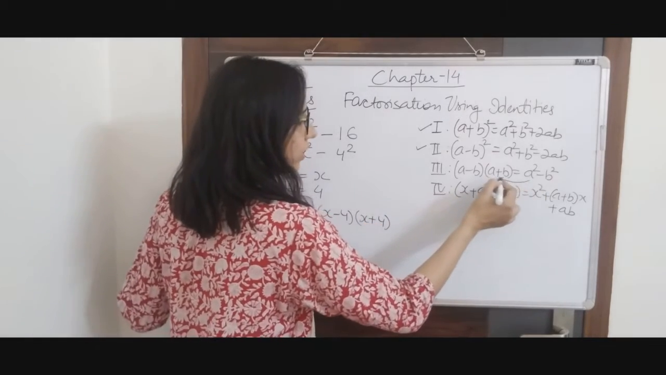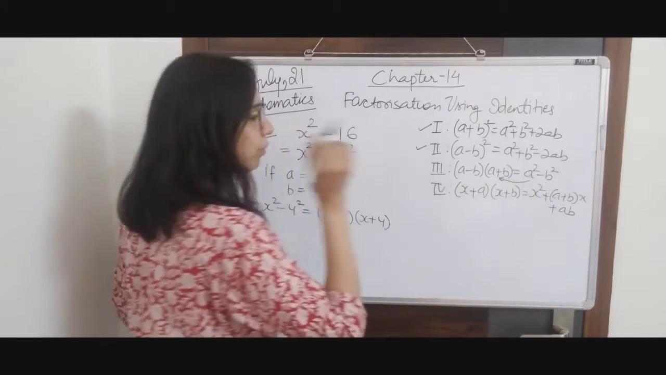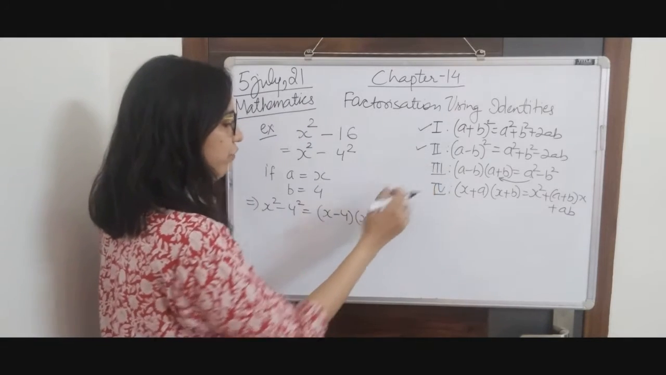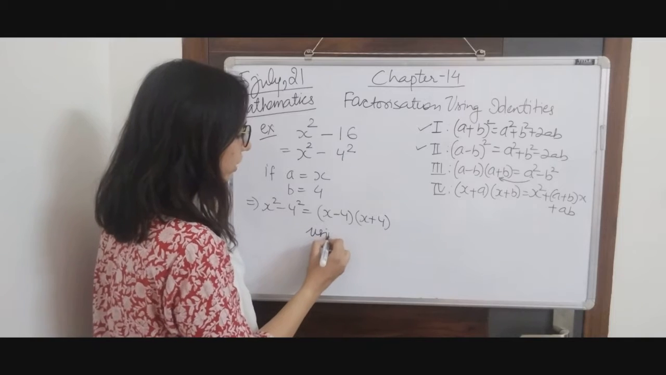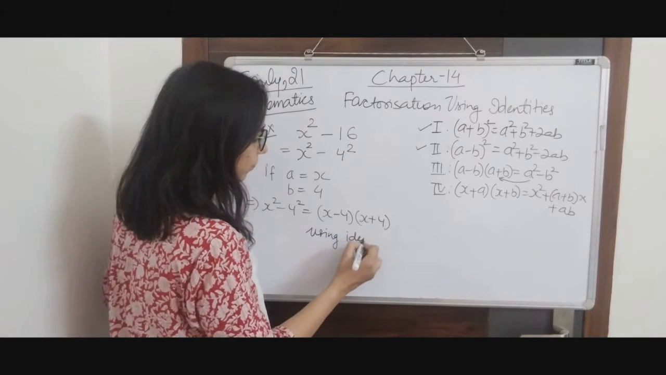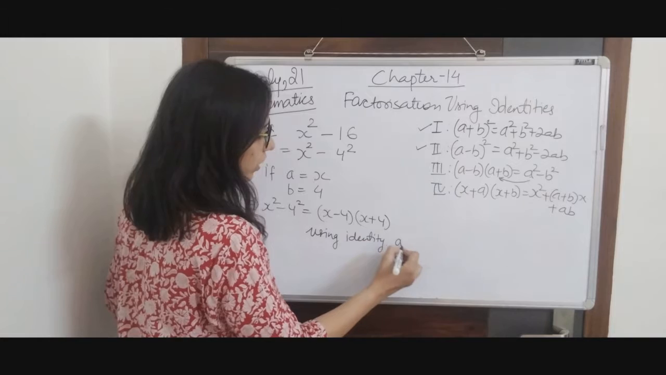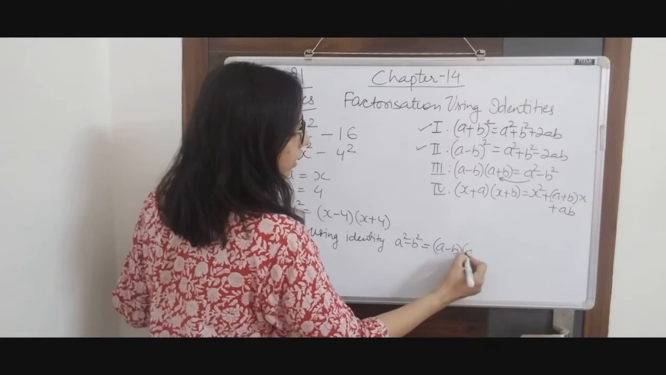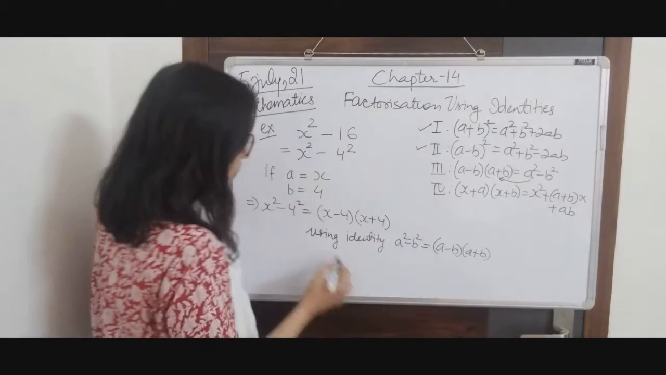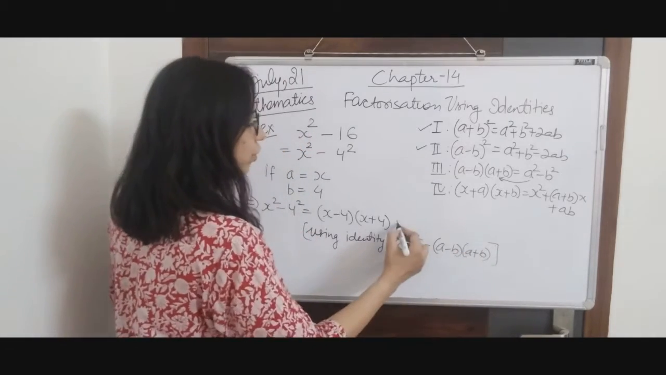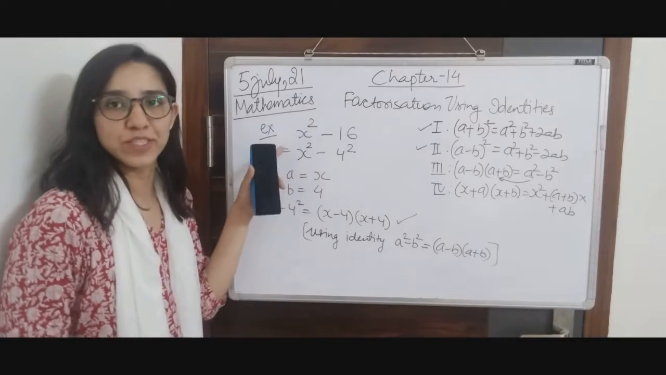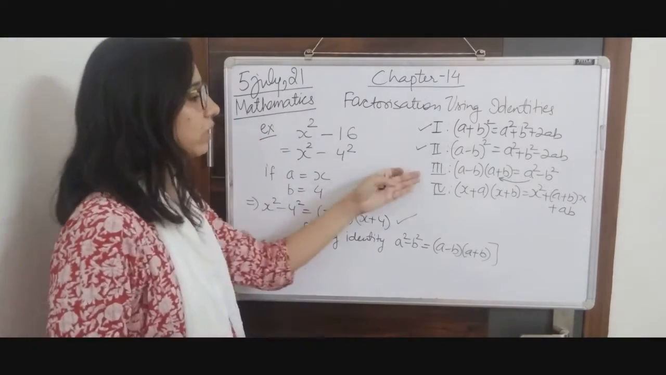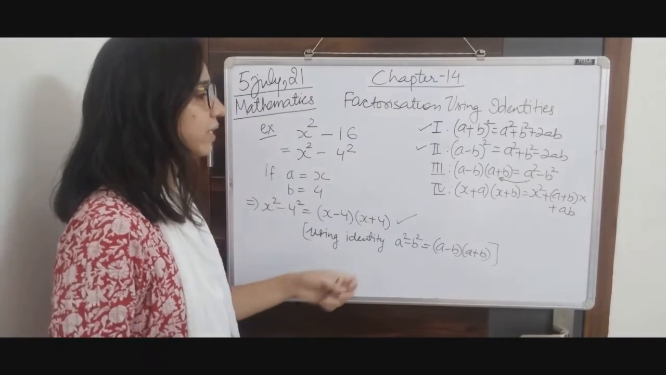Okay, reverse of that: a square minus b square is equal to (a minus b) whole into (a plus b) whole. We use this identity, so we are going to mention it using identity. a square minus b square is equal to (a minus b) into (a plus b) whole. So we use this and we got the factorization of this expression. Now suppose we are going to do another example for the third identity.